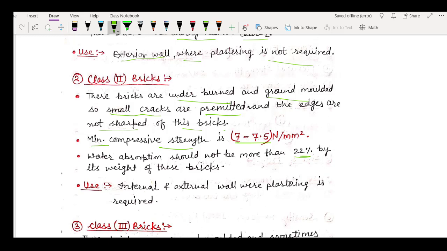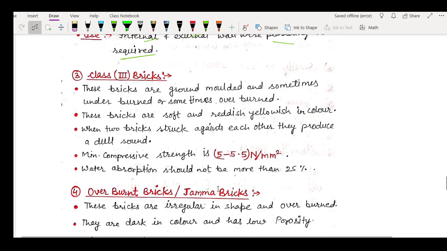It is used in internal and external walls where plastering is required. Okay, if you are placing class 2 bricks at the external walls, you have to do the plastering also to save it from the rain. Third is class 3 bricks.